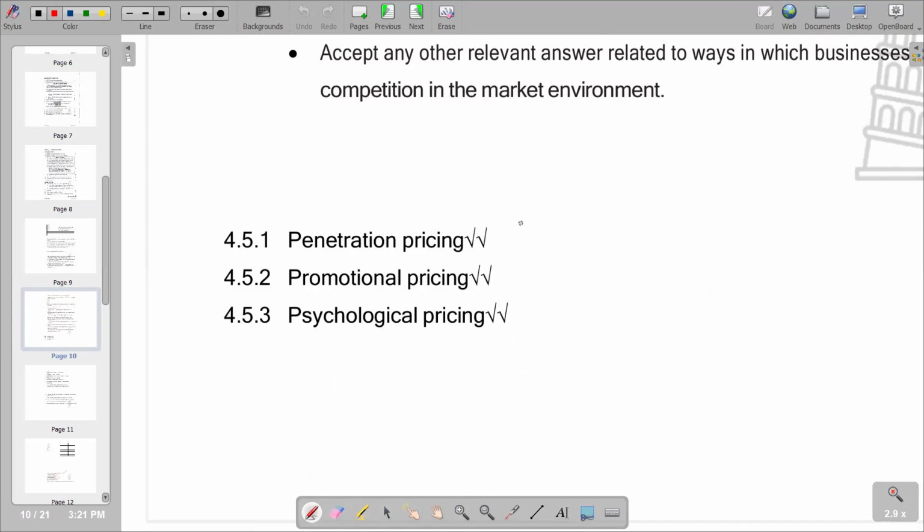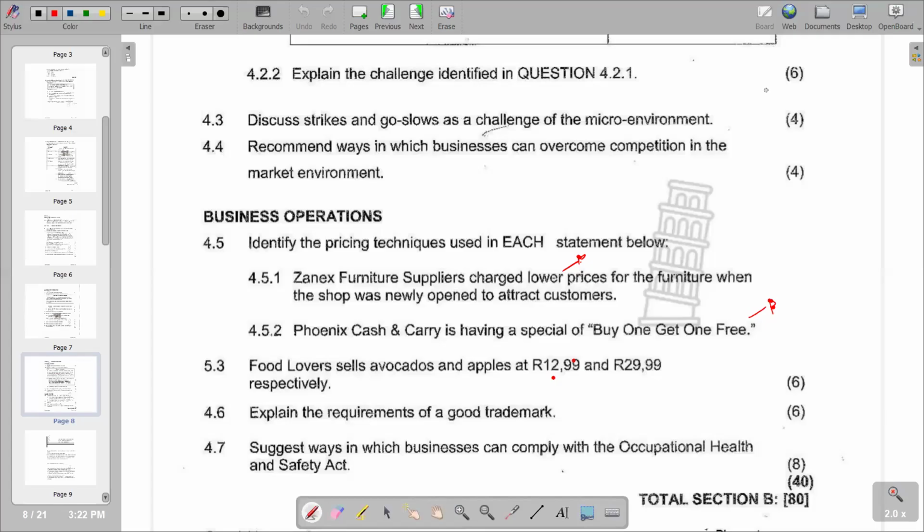4.5.1, we are saying penetration pricing. 4.5.2, we are saying promotional pricing. 4.5.3, we are saying psychological pricing. So this is what we have. Then we move on to the next question. Next question is question 4.6, which reads, explain the requirements of a good trademark.